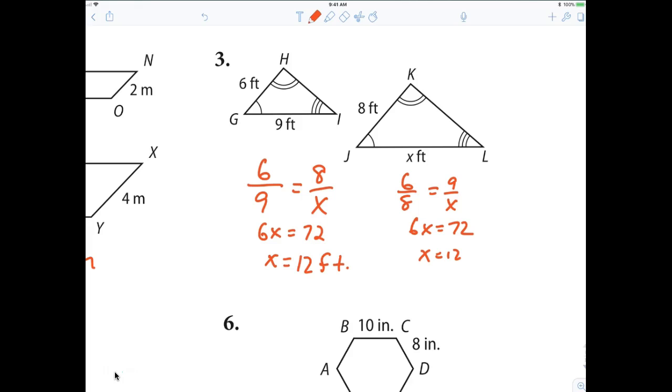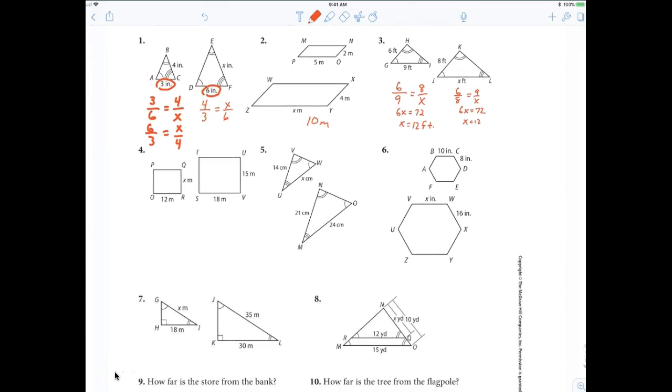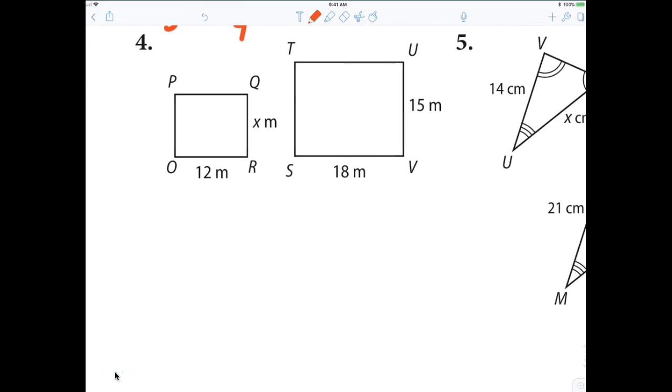Now, I want everybody to take a look quickly at number 4. Max, tell me how to set up number 4. Hold on a second. Connor, listen to me. I'm not telling you anymore. You guys are talking. I don't even know if you realize you're talking. You might be talking to yourself. You're interrupting. Thank you, sir. Go, Max. 12 over 18 equals x over 15. Beautiful.